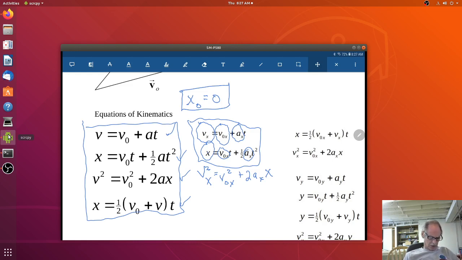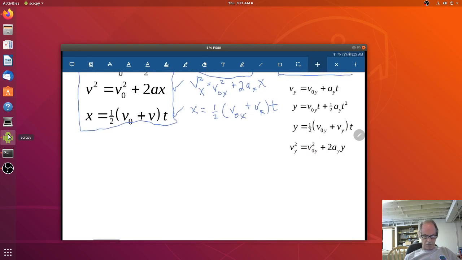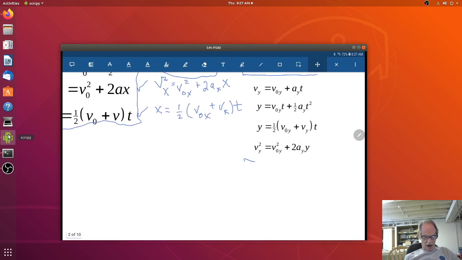Okay, and then we could write this last equation too. The x position is equal to 1/2 the initial x velocity plus the x velocity at some time, times the time. Okay, so there we go. Here's those. Oh, there they are right there. They were in the notes here. Okay, and then likewise in the y direction, we have 4 equations. The equations of Chapter 2, just written in the y direction.